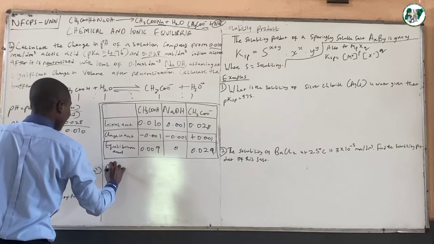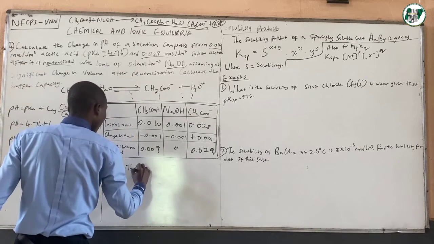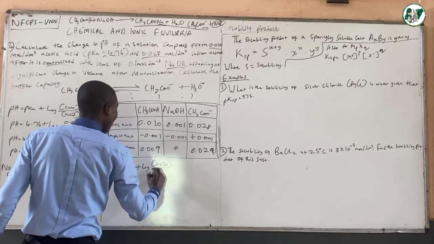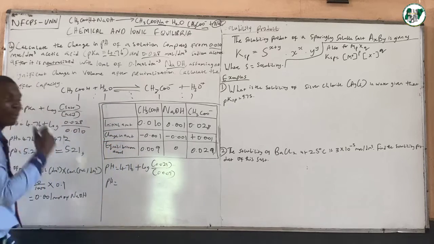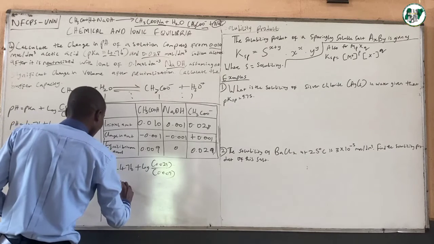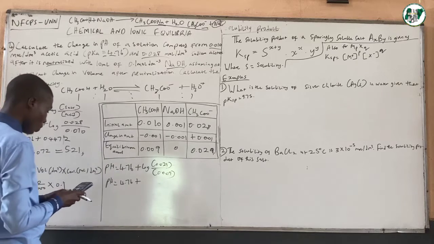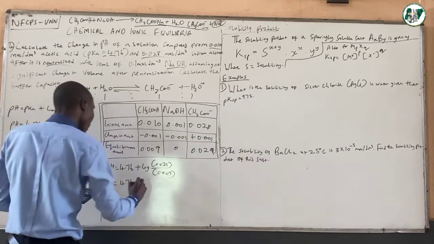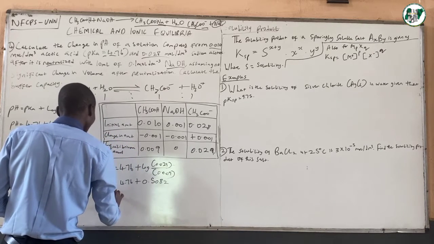The pH is now equal to pKa, which is 4.76 as given to us, plus log salt. Salt is now 0.029 divided by acid, which is 0.009, and then our pH, because we are adding a base, the pH has to increase, so we can predict and know where we are going to in this particular calculation. So this is 4.76 plus the logarithm of 0.029 divided by 0.009, and the logarithm of this answer is 0.5082.